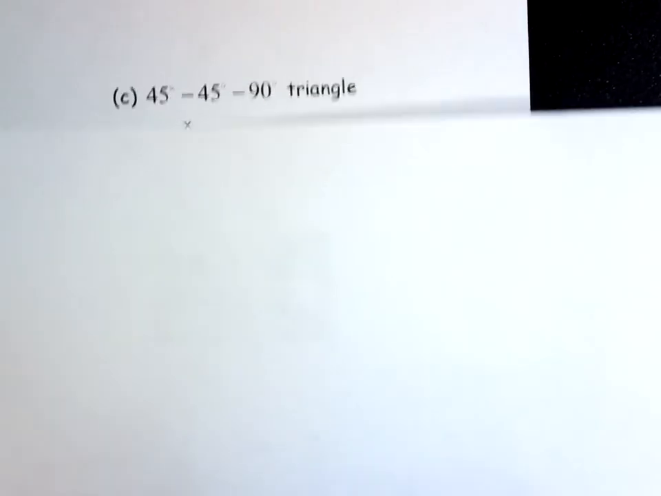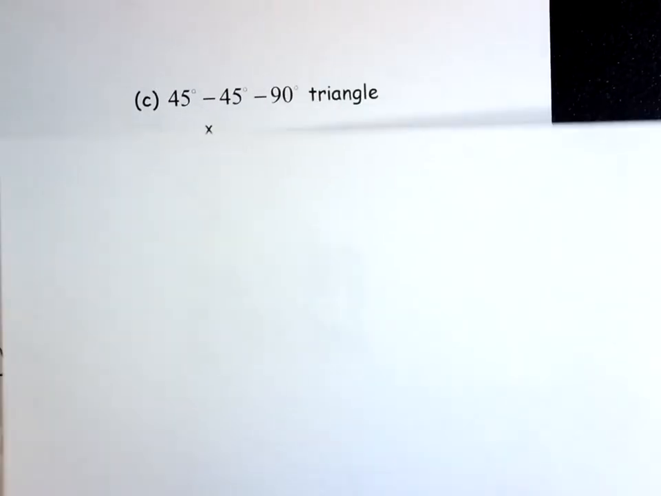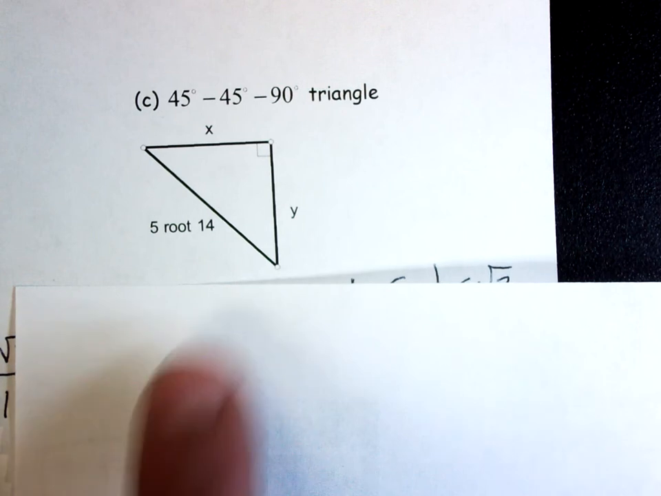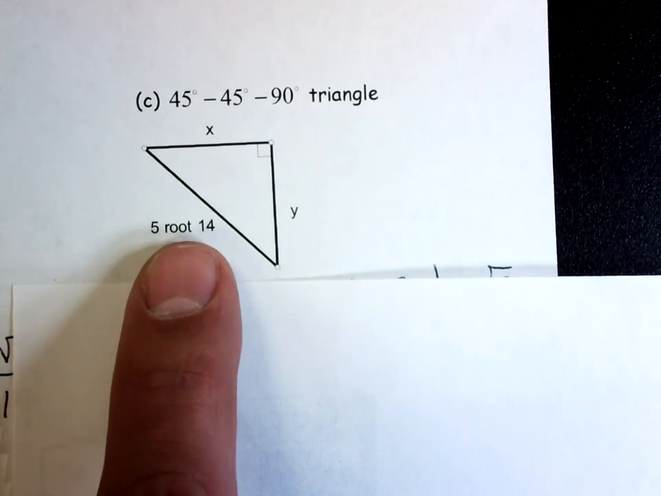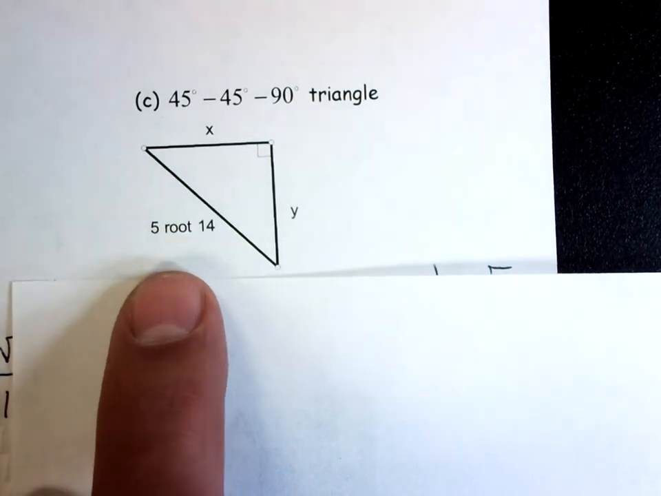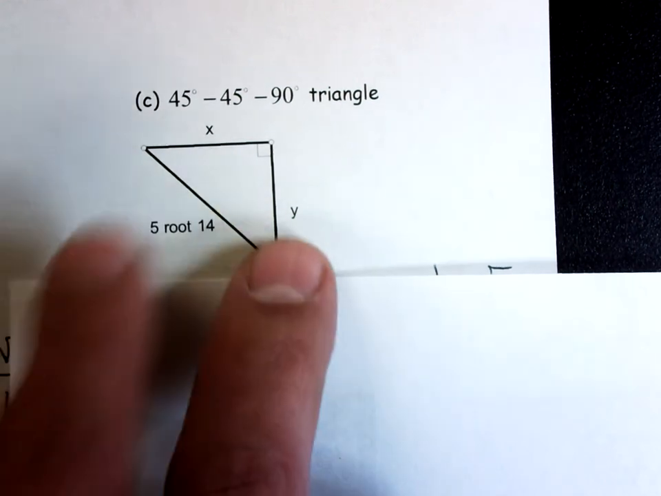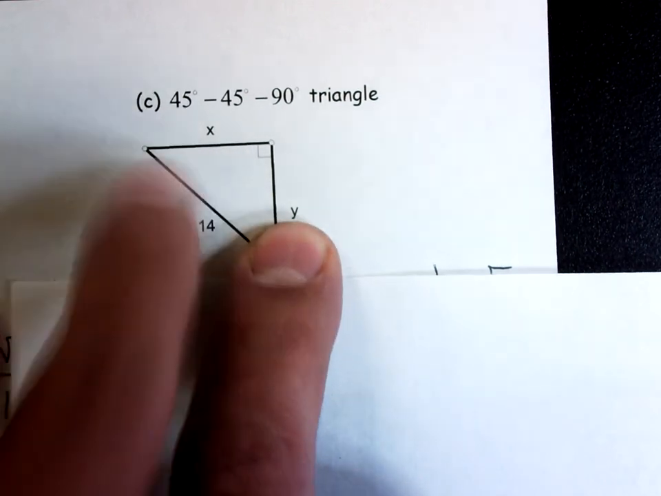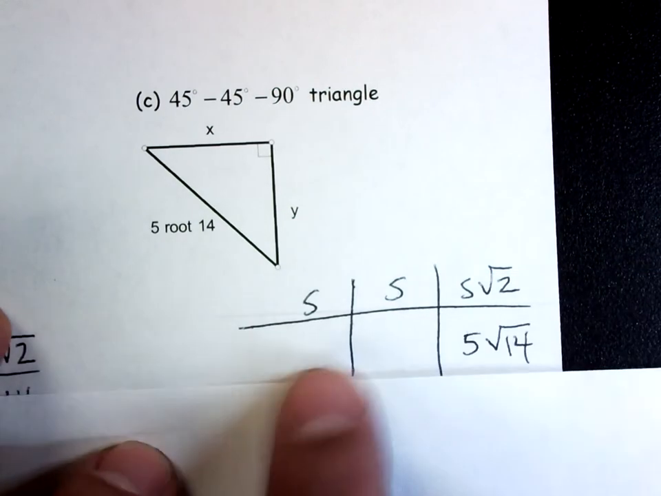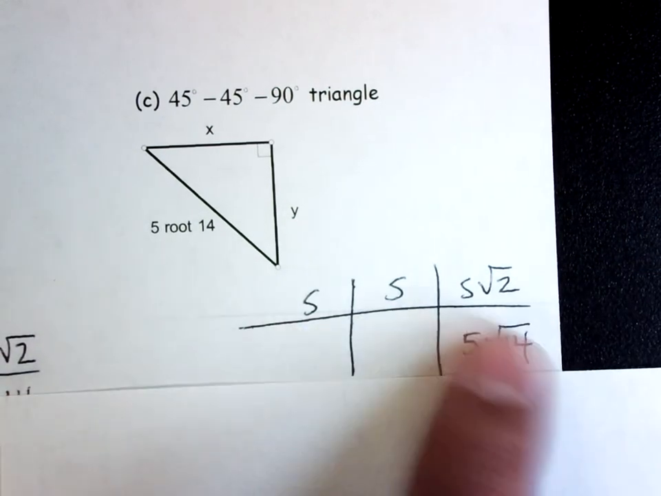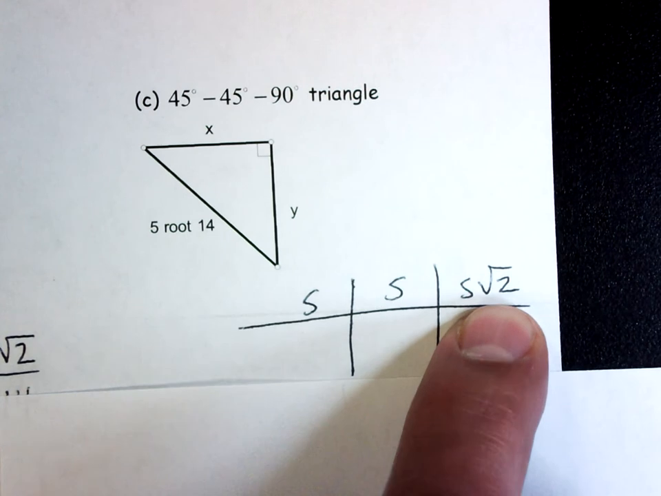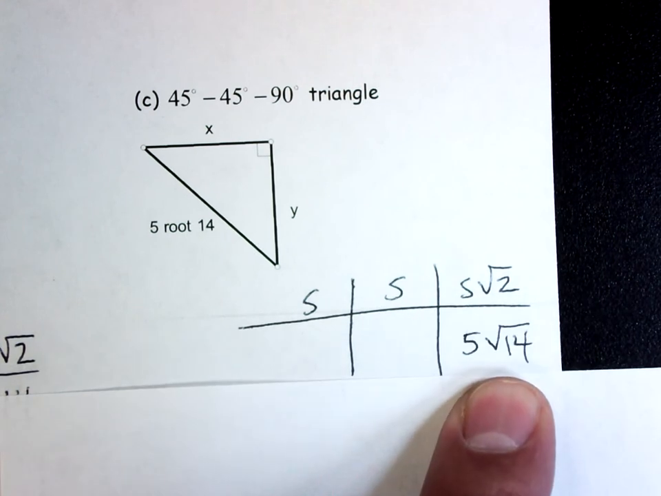Another example, they give me another 45, 45, 90 triangle. They tell me that this one, I don't know why they wrote down the root instead of just using the symbol, but this is 5 root 14. And again, this is 45, 45, 90. The x and the y must be the same. So if I fill in my chart, again, I don't know what the s's are, but I do know what the s root 2 is. The s root 2 is equal to 5 root 14.